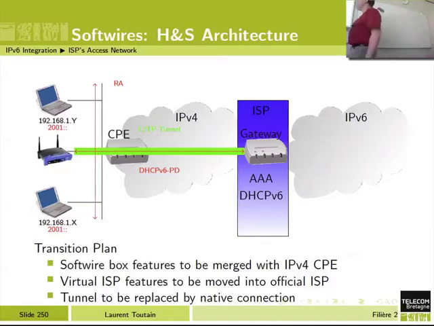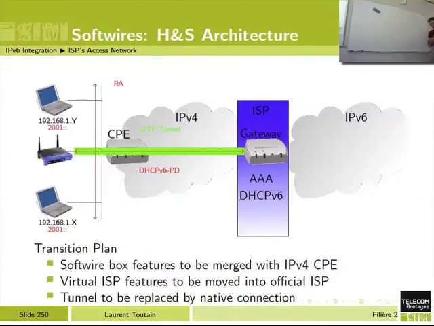What is the next step? Is to put this functionality not outside of the CPE v4, but to merge CPE v4 and IPv6, and this way you have only one access, one device. So that's something interesting. Of course, it's a little bit heavy because you have a lot of encapsulation. You have UDP, L2TP, PPP, and then IPv6. So you add some overhead here.